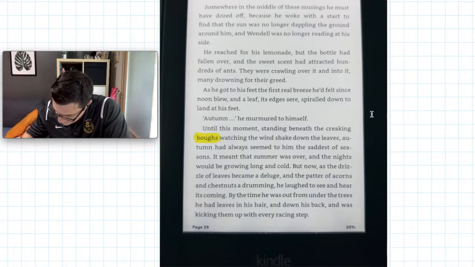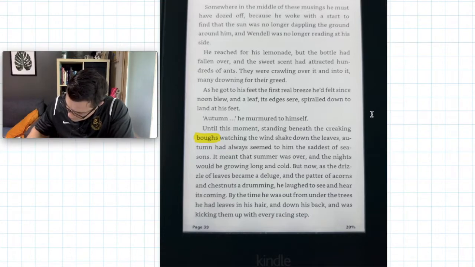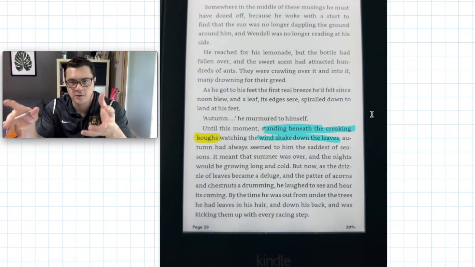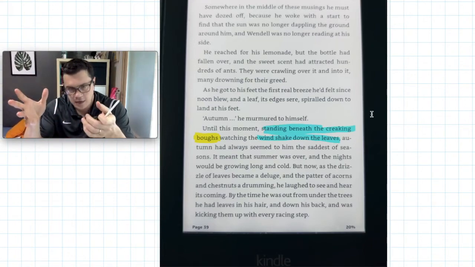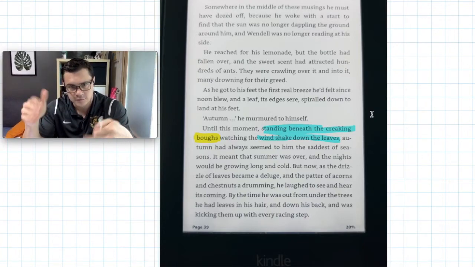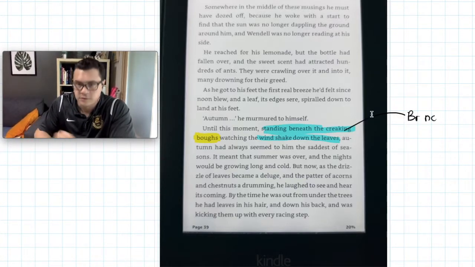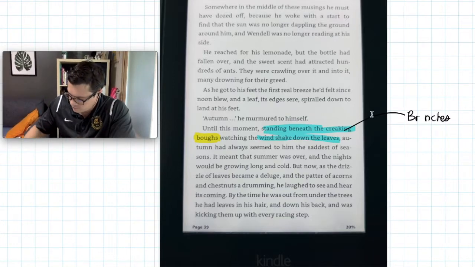So what I noticed was Harvey is standing beneath the boughs, and when the wind shakes, the leaves come down. So I'm thinking, I know there are trees there. I know he's standing under one. And when these things shake, leaves come down. So I think these are branches. Okay? Branches there.